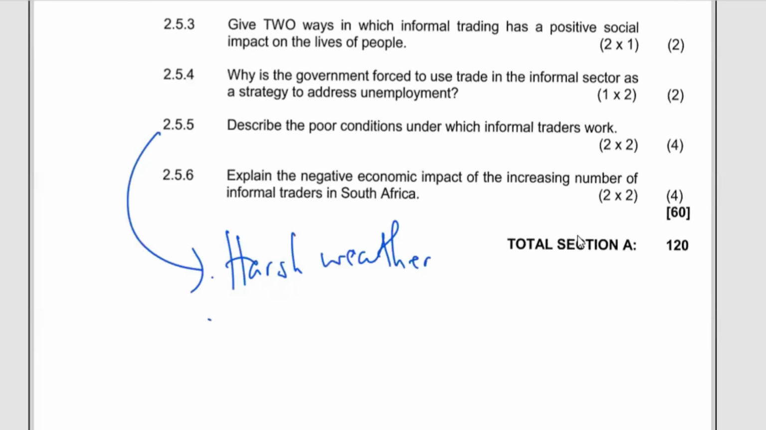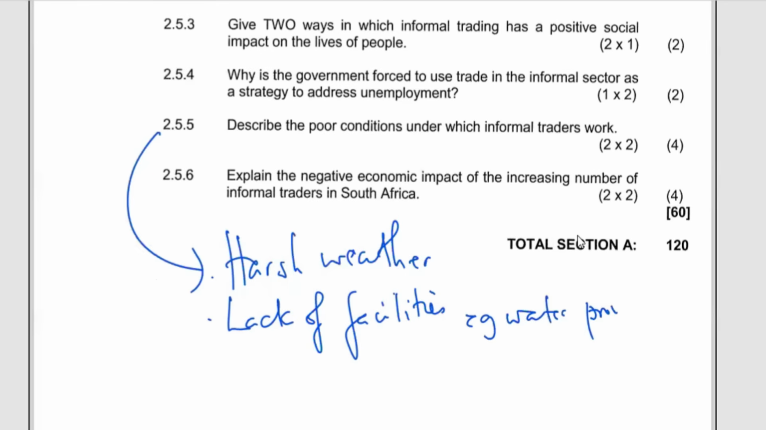Right, we can also look at lack of facilities. As they operate on the streets, there's usual limitation of facilities, basic facilities. For example, water provision. It's a poor condition that they operate in.